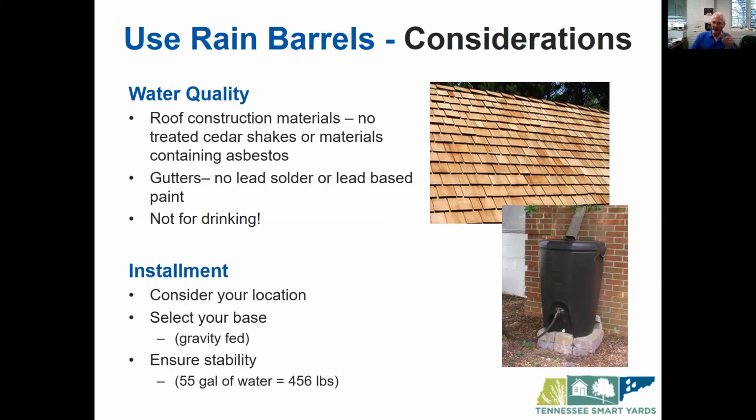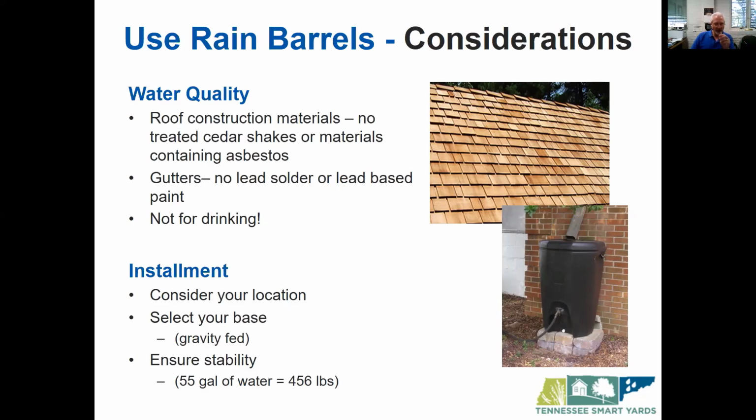But again, this is not for drinking, and other considerations about the water quality could include where the water is coming from. As shown in this slide, we have a cedar shake roof that may be treated with some type of algicide that may be undesirable to collect in a rain barrel. Okay.